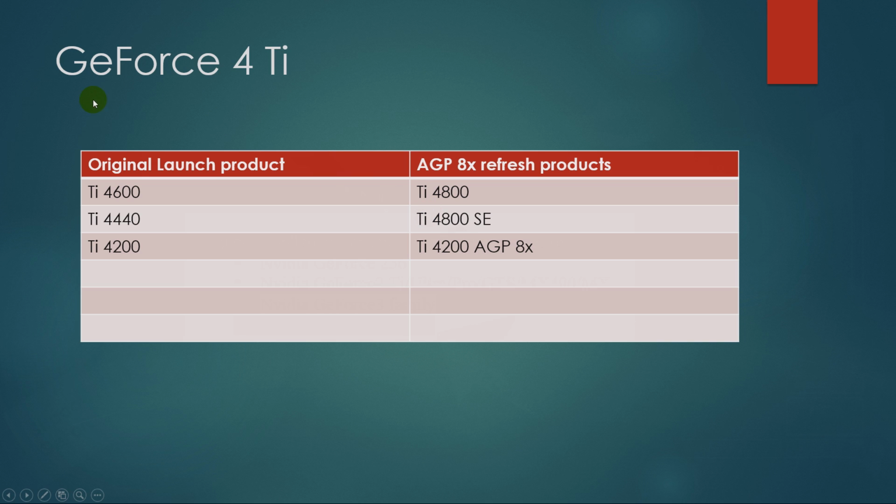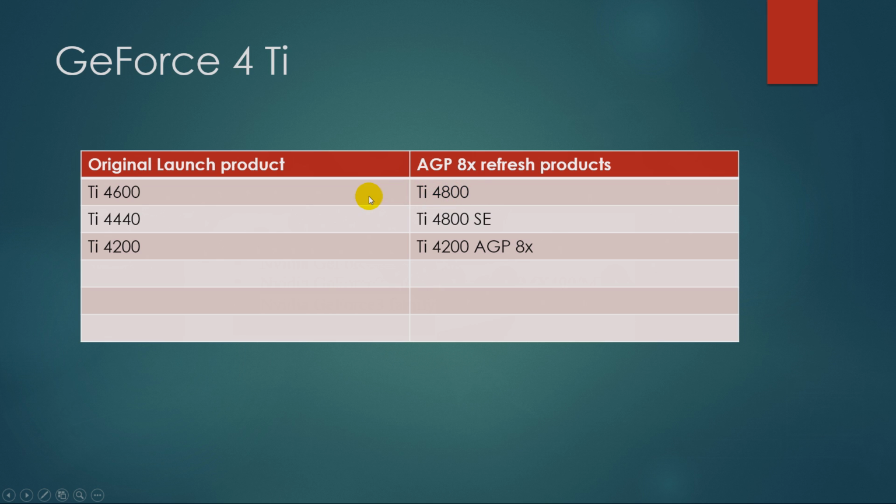A couple of cards. The first 2 cards launched were the Ti 4600 and the 4400, sorry, not 4440. Yeah, those 2 cards launched first, and then it was followed up by the Ti 4200. Later, NVIDIA did a few refreshes and added AGP 8X compatibility, and you can see how the names changed. So this became 4200 8X. This card became the Ti 4800 SE, and that's the card I'm using. And the 4600 became the Ti 4800.